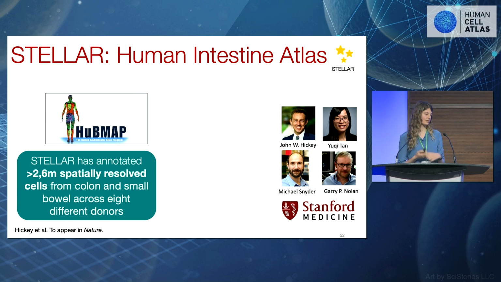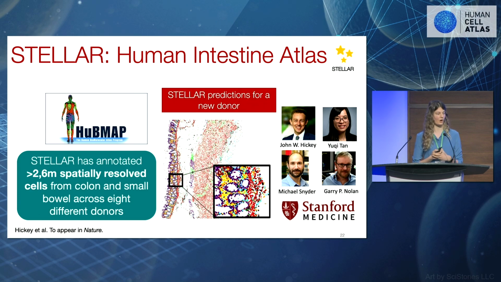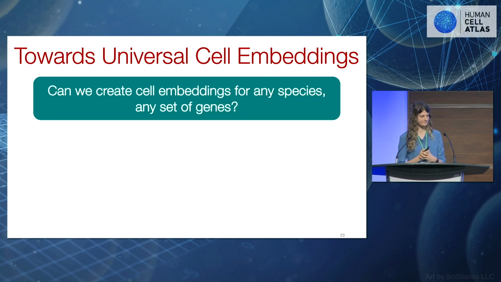And next, we also apply Stellar to annotate the human intestine atlas within the HubMap consortium. So far, Stellar has been used to annotate more than 2.6 million spatially resolved cells. And this is an example of Stellar predictions for a new donor. And this was, again, a collaboration with Gary Nolan and Michael Snyder's labs.